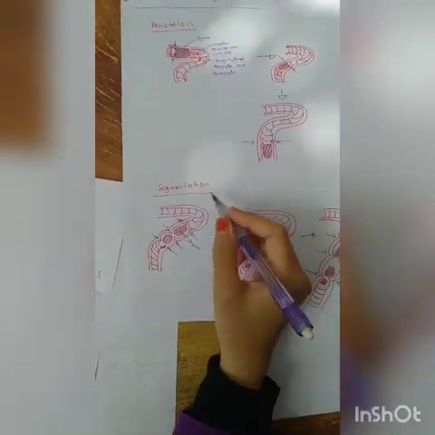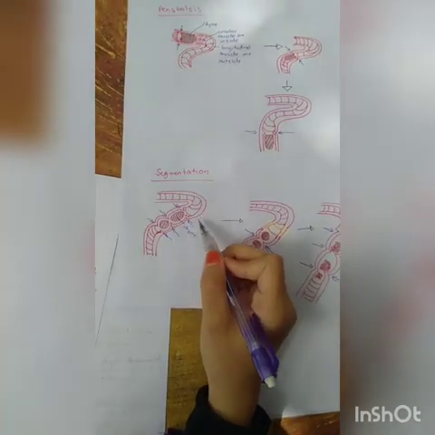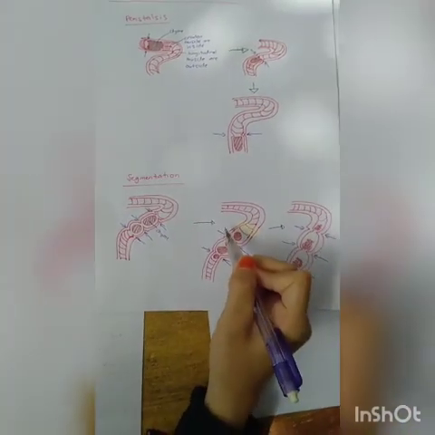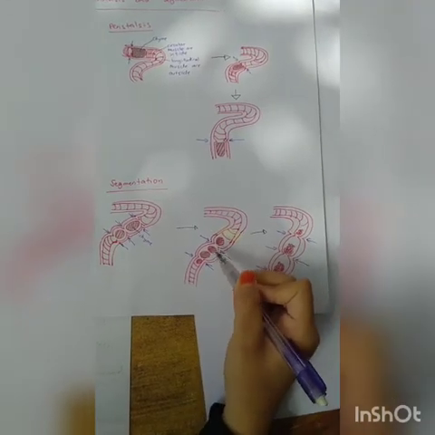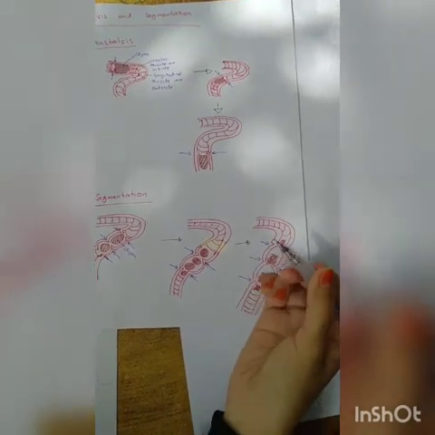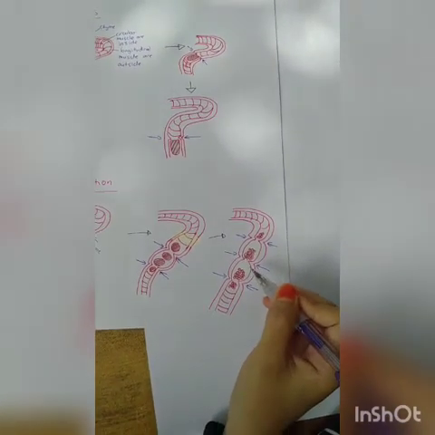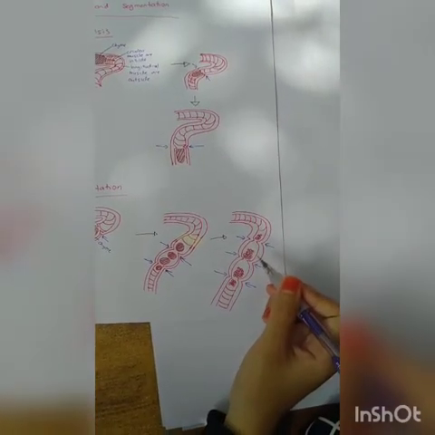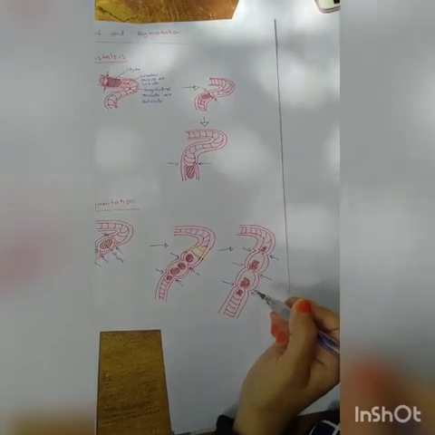Now, segmentation. Segmentation is when circular muscles contract, creating segments within the intestine. Each set of circular muscles relaxes and contracts. The chyme is broken up and mixed with digestive juice. These contractions occur 12 to 16 times per minute. They continue to mix the chyme and bring the nutrients into contact with the intestinal lining for absorption.